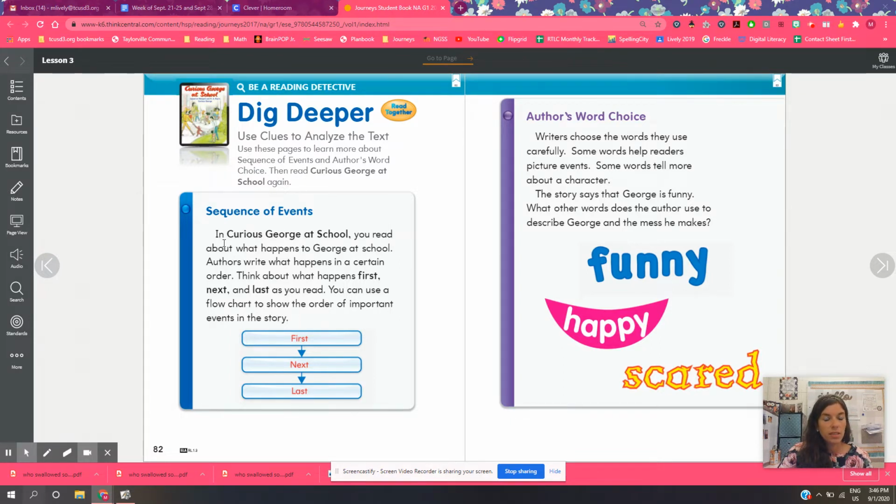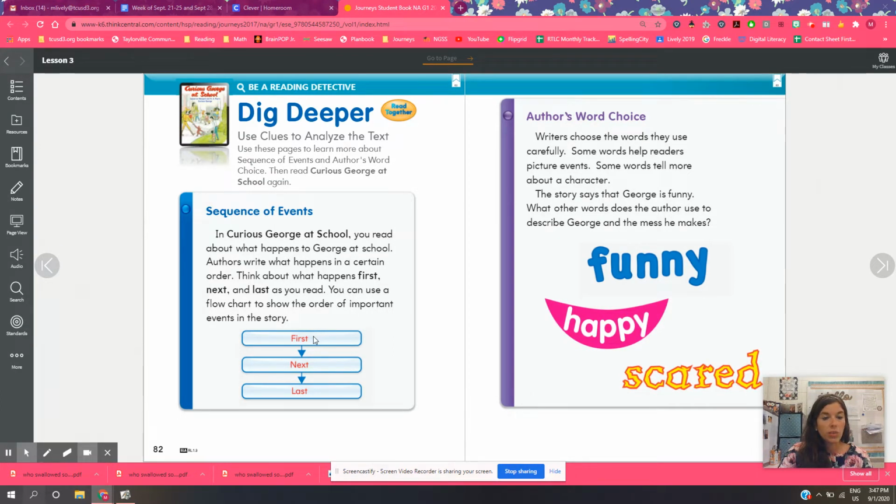Sequence of events. In Curious George at School, you read about what happens to George at school. Authors write what happens in a certain order. Think about what happens first, next, and last as you read. You can use a flow chart to show the order of important events in the story.